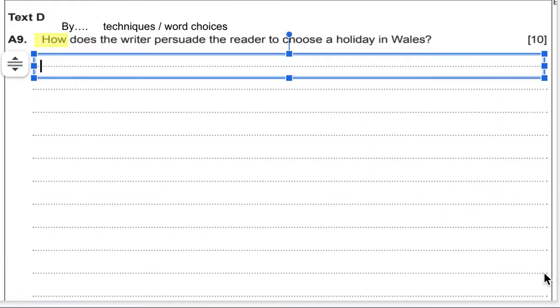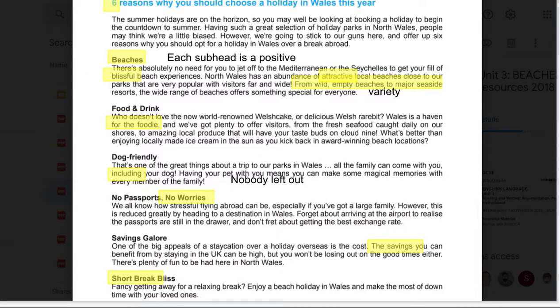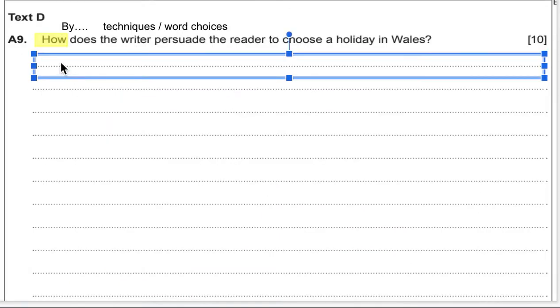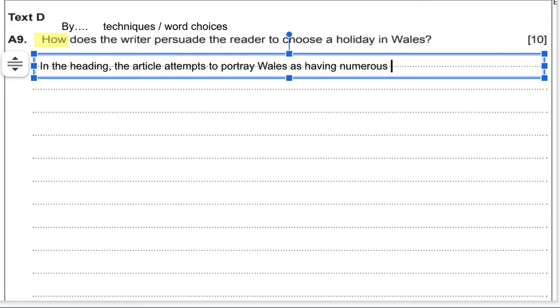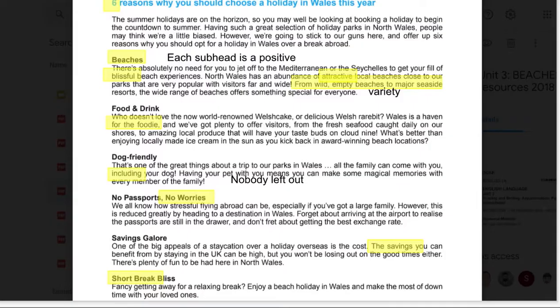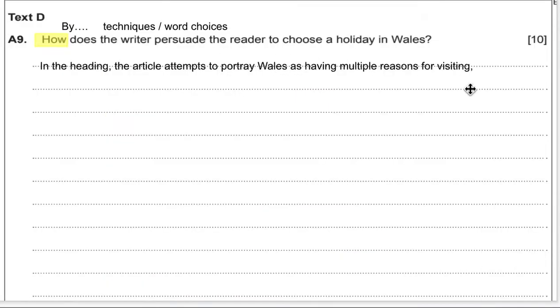So we're going to start with the first thing that we highlighted. We're going to point the reader where to look as a sort of easy default way of starting. So I'm going to say in the heading, the article attempts to portray Wales as having numerous or multiple reasons for visiting. And then I'm just going to embed the quote. So the quote is 6 reasons why.